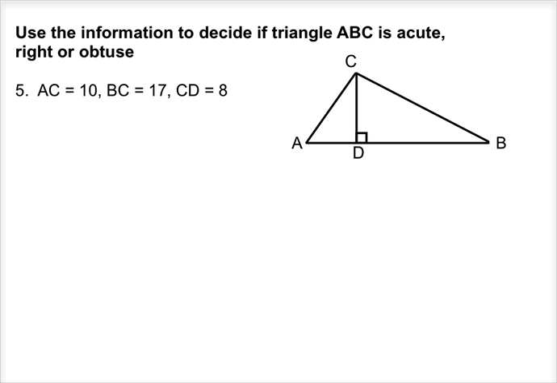Use the information to decide if triangle ABC is acute, right, or obtuse. So let's fill in the information. AC is 10, BC is 17, and CD is 8. And they're asking me to find what's happening with triangle ABC.